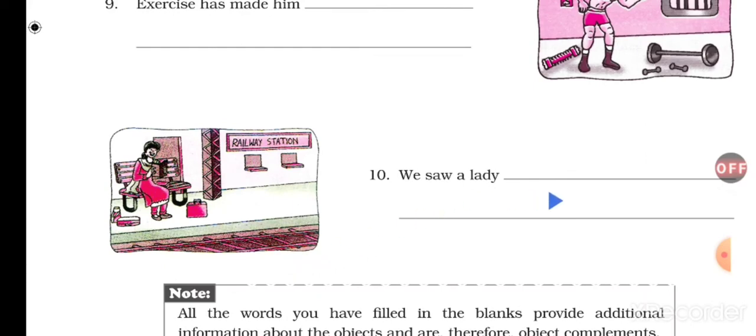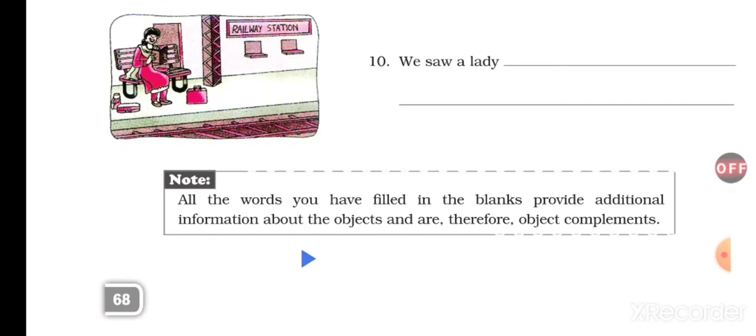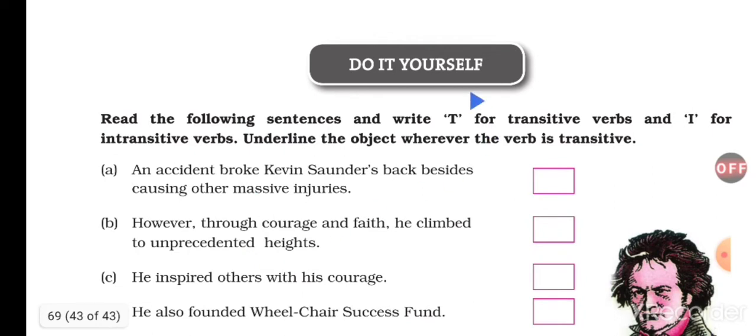We saw a lady at the railway platform. At the railway station we saw a lady at the railway platform. So all the words you have filled in the blanks provide additional information about the objects and are therefore object complements. So let us do the Do It Yourself exercise. Read the following sentences and write transitive or intransitive verbs. Underline the object wherever the verb is transitive.